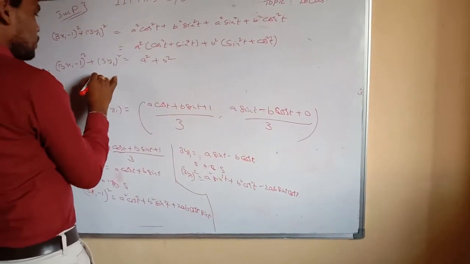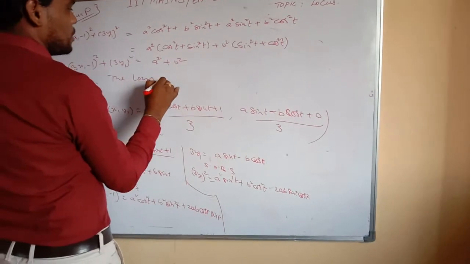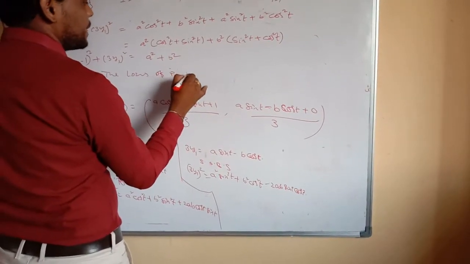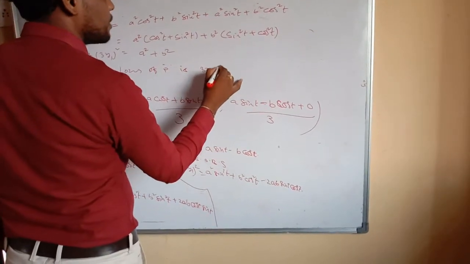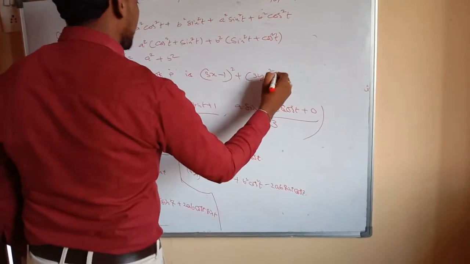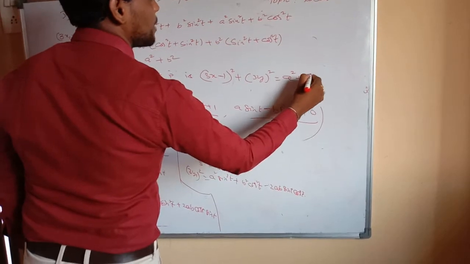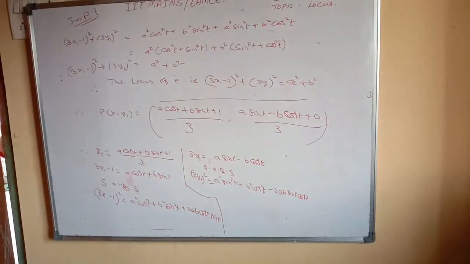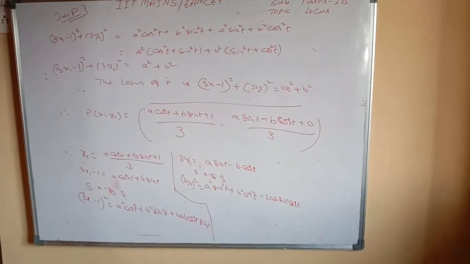Now the locus of P is (3x − 1)² plus (3y)² is equal to a² plus b². The most very important bit.